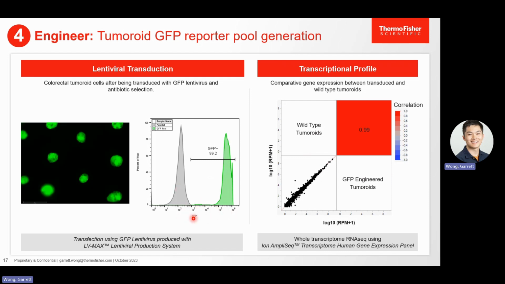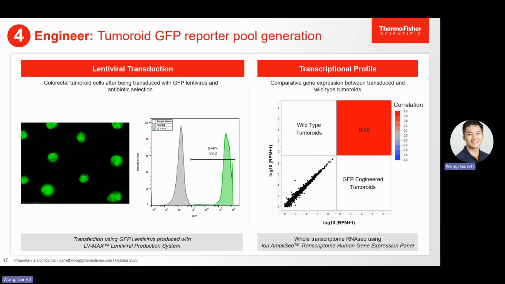Since these cells were put through selection, we were concerned that there might be a shift in the heterogeneity of the tumoroid line due to the selection pressure, maybe altering gene expression or causing a subpopulation to drop out. But luckily, with bulk RNA-seq, we were able to see that there is about a 99% correlation between the wild-type tumoroids before the transduction and the selected resulting GFP engineered tumoroid pools at the end.